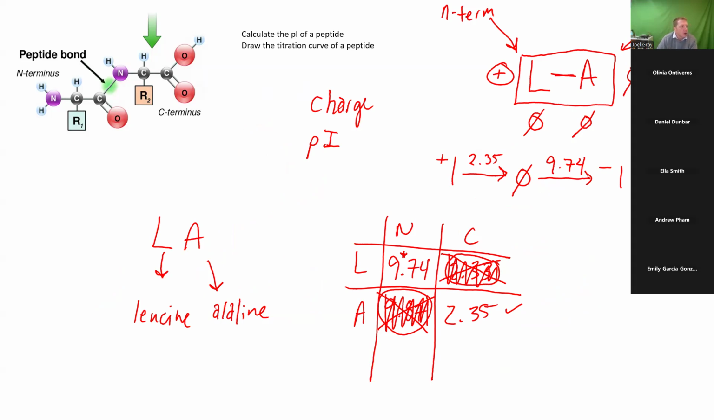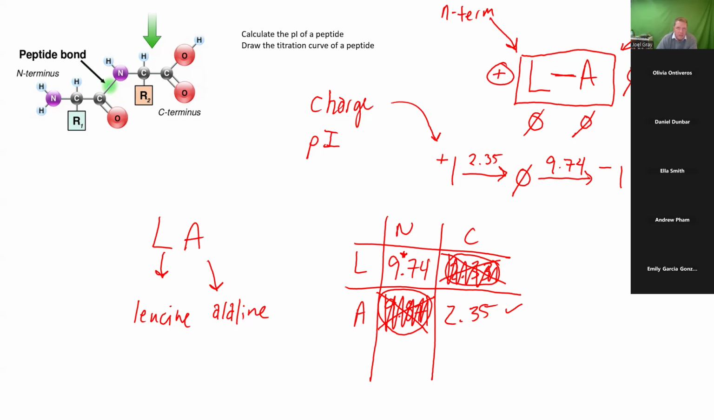And so we looked at those different charges. This molecule, LA, can have a possible charge of +1, 0, or -1. It will not have a charge of -2. It will not have a charge of +3. This is the range of all the possible charges at every single possible pH. So in terms of charges, those are the possible charges that are there.